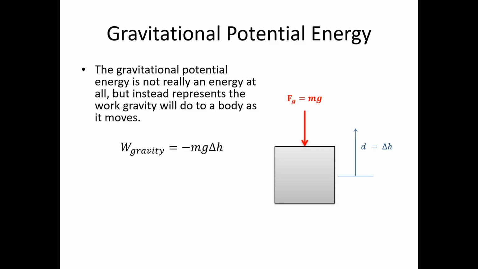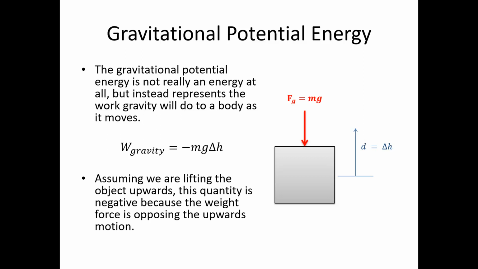The magnitude of the force is mg, and the distance traveled is our delta h. So force times distance, mg times delta h. So assuming we're lifting the object upward, this quantity is negative, like I said, because the weight force is always opposing the upwards motion.